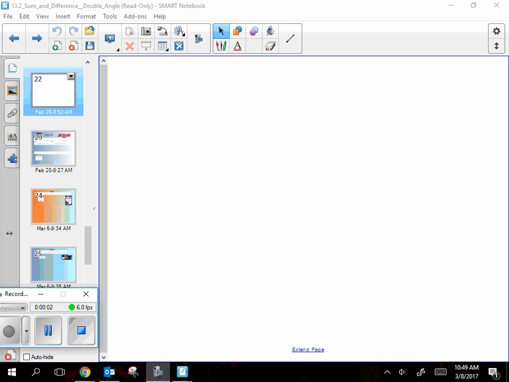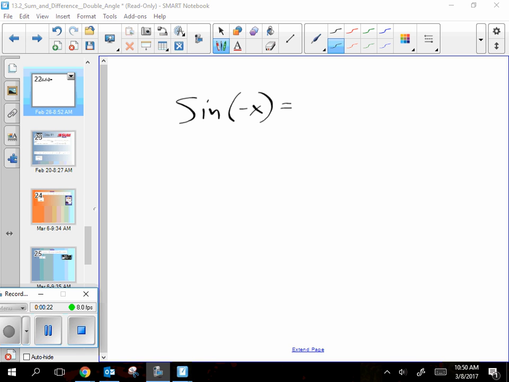Okay, today it's officially called sum and difference and double angle identities. At this point, if you haven't already, get out your white sheet that has the identities on it. I want to talk about the odd-even identities briefly. The first one says sine of negative x is equal to negative sine of x.